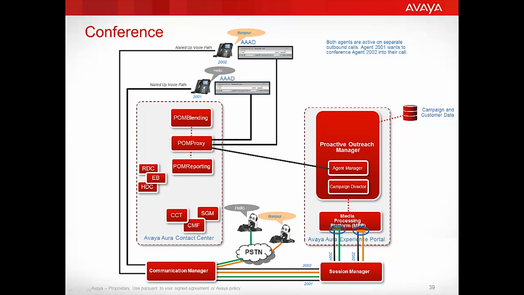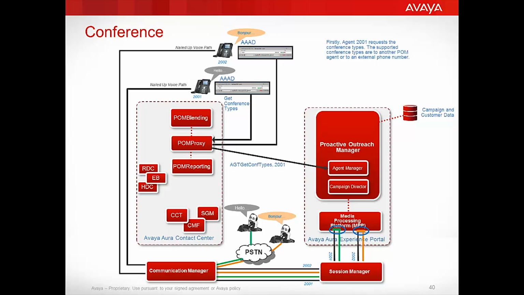Now we will look at conferencing. In this scenario, we have two agents. Both of these agents are logged in, one on station 2001, the other on station 2002. Both have an Nailup voice path and both are on separate outbound calls with separate customers. Agent 2001 wants to conference Agent 2002 into their call. We can see on the media processing platform our agents have two separate Nailup calls and two separate customer calls, both with separate conferences.